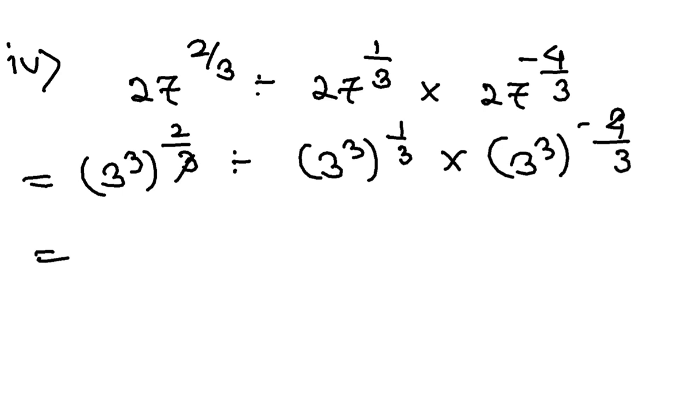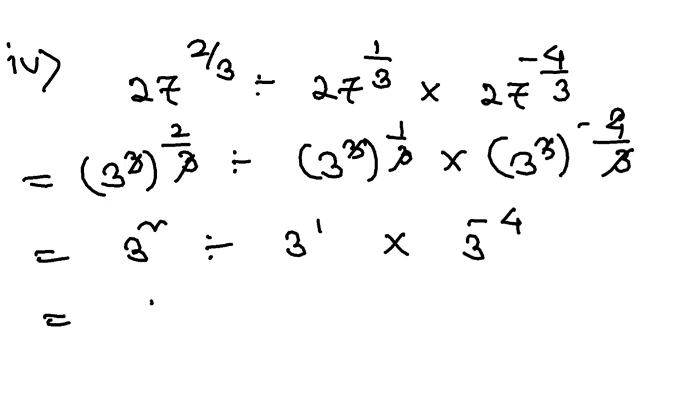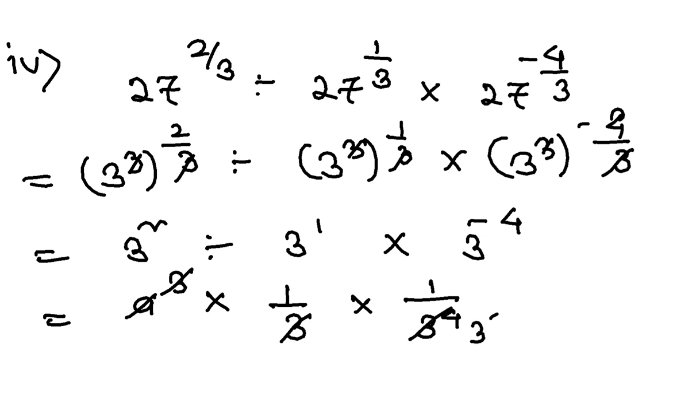This brings 3 cancel, 3 square divided by 3 cancel, 3 to the power 1 into 3 cancel, 3 to the power minus 4. So this means 3 square is 9 into 1 by 3, taking the reciprocal, into 3 to the power minus 4 means 1 by 3 to the power 4, isn't it? That means it will be now 3, 9 is 3 times, 3 to the power 4 is 3 to the power 3 times. So this will be 1 by 3 cube finally, and 3 cube means 27. So our final answer is 1 by 27.